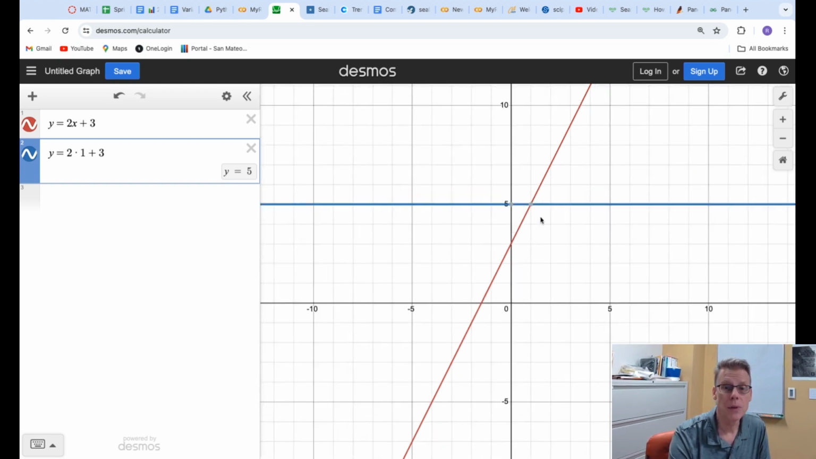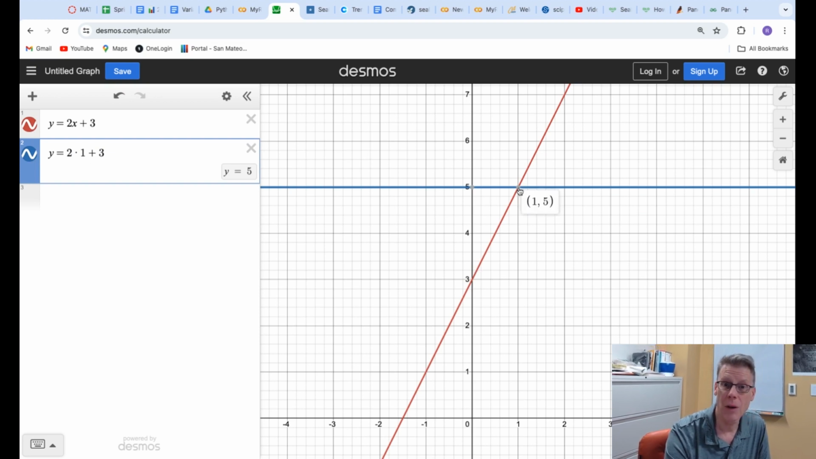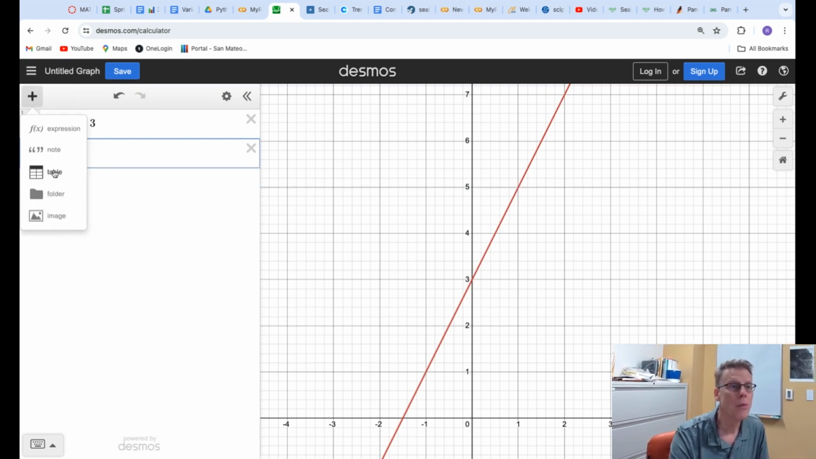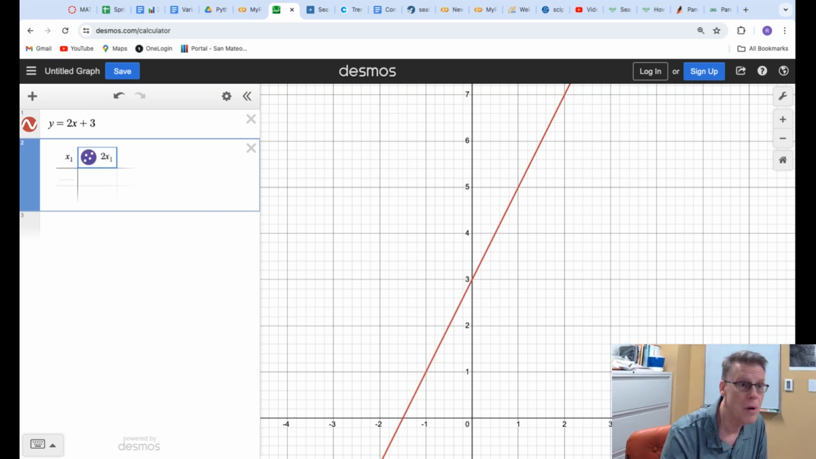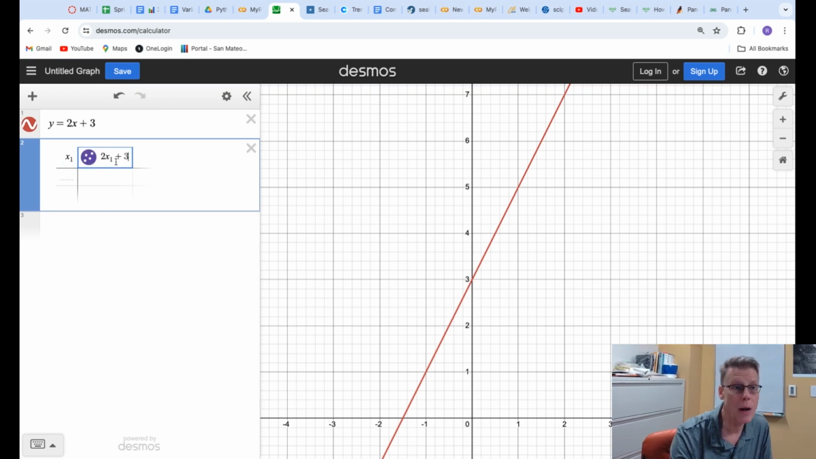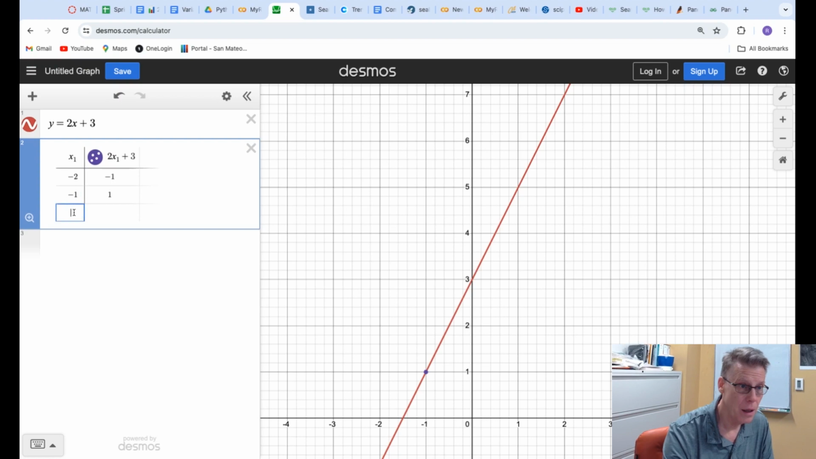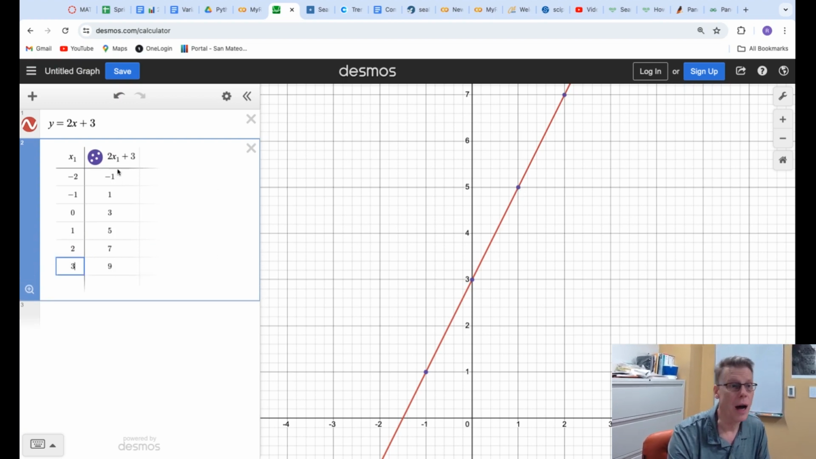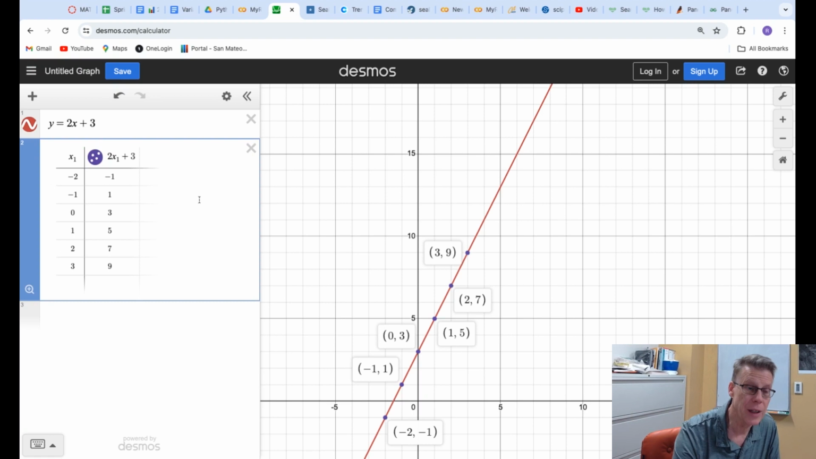Every single ordered pair on this line has this going on, where if you plug in the x, you get the correct y here. And so what I'm going to do is quickly make a table. I'll just put the formula 2x plus 3. So these are going to be the y coordinates, and these are going to be the x coordinates. And I'm just going to put some numbers in here, like negative 2, negative 1, 0, 1, 2, 3, and you'll see all these dots that correspond to these ordered pairs. So here's negative 2, negative 1, here's negative 1, 1, here's 0, 3, all these ordered pairs that satisfy this equation and are on this table.